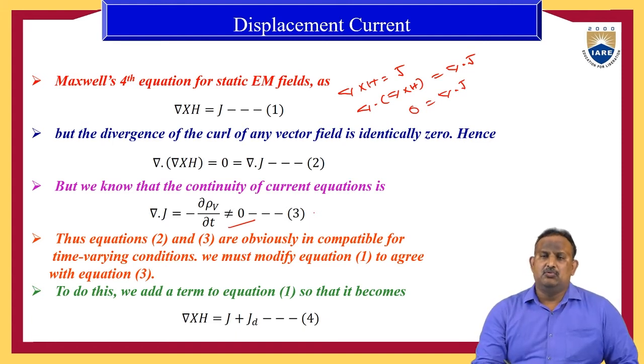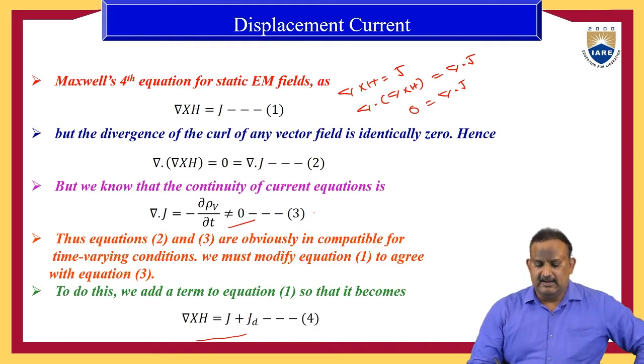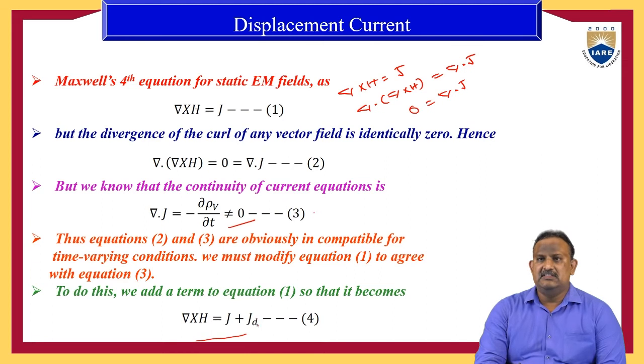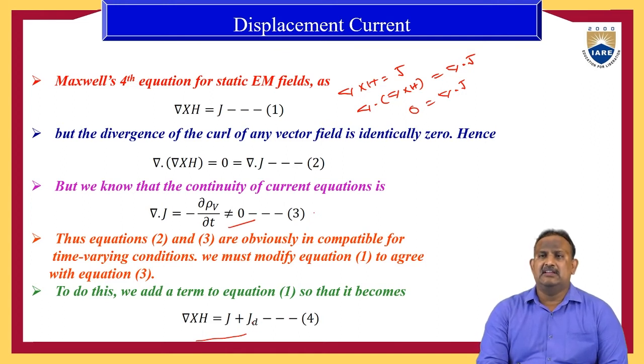To avoid the inconsistency, we add an extra term to equation 1. Therefore del cross H equals J plus JD, where J is the actual current density and JD is the displacement current density. So if we add the displacement current density to the Maxwell equation, it becomes del cross H equal to J plus JD.